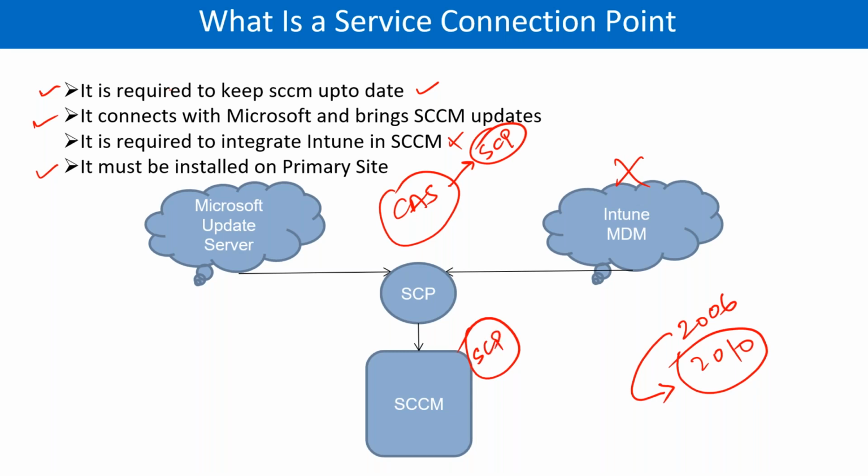So point number one, it is required to keep SCCM up to date. Point number two, it is needed to update from the old version to the latest version. Point number three, you can install this on primary and CAS server. It is not mandatory. This is an optional role, because if you don't want to update, you can skip this one. Clear, everyone?